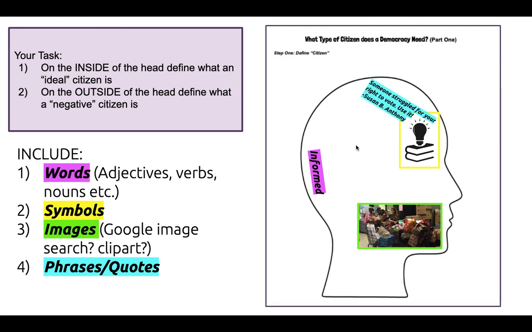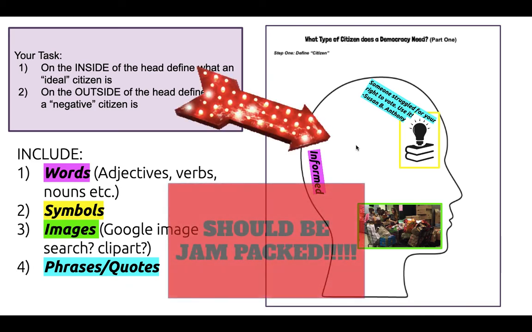And then here is a famous phrase or quote from a very important suffragette who fought for women's right to vote. Susan B. Anthony said, "Someone struggled for your right to vote. Use it." And that reminds me of sort of a good citizen voting. Here are 4 examples. I'm not going to give you a bunch, but I want this to be jam-packed.